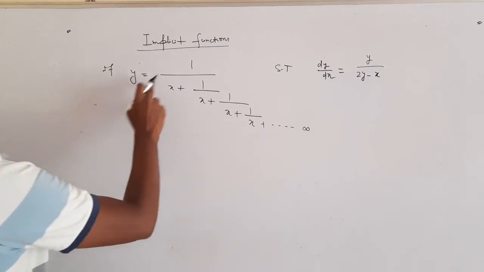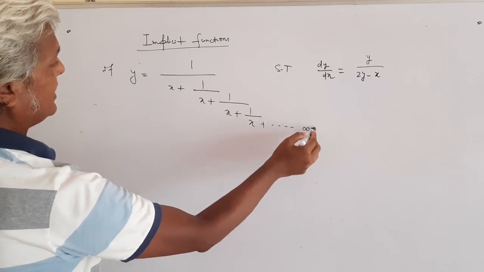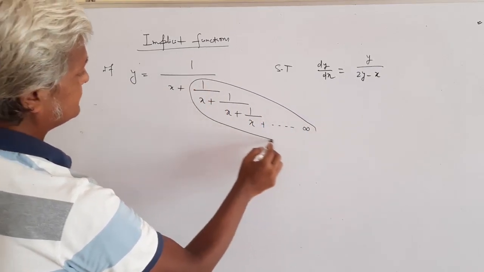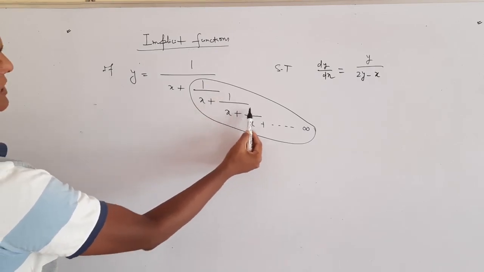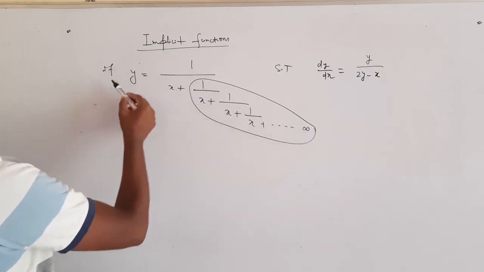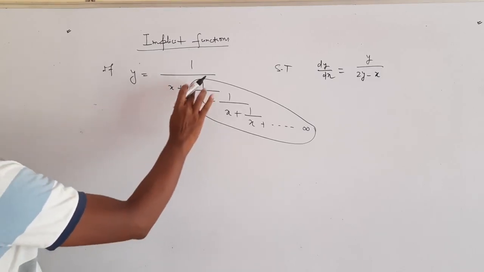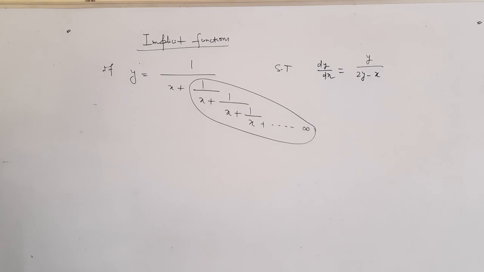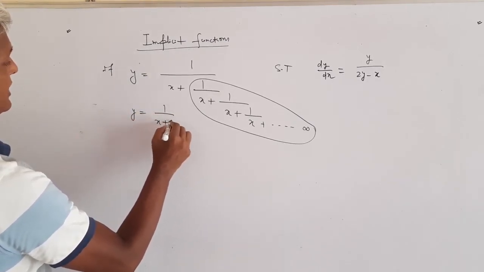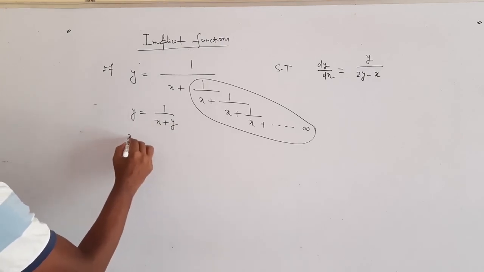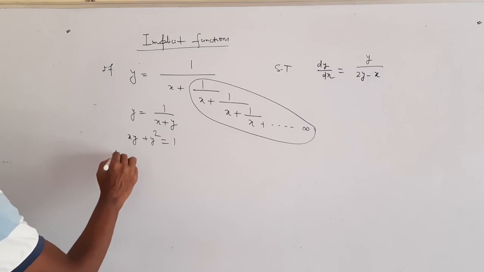Now you see this is 1 over x plus. So now just try to understand this one. 1 over x plus 1 over x plus 1 over x plus. Now what was y? 1 over x plus 1 over x plus. So it means whatever I have put in the box, that is also y. So we have y is 1 over x plus y. Now cross multiply, xy plus y square equal to 1.